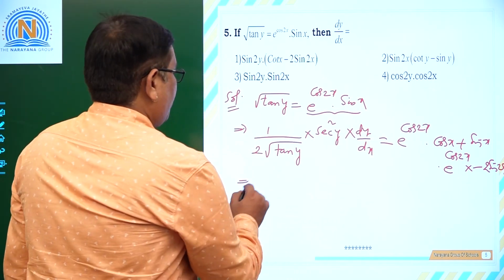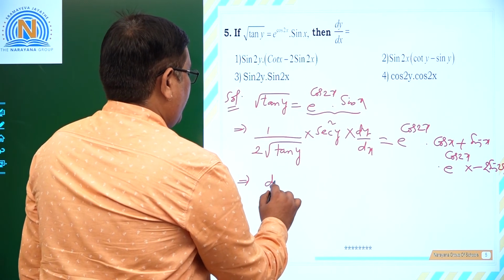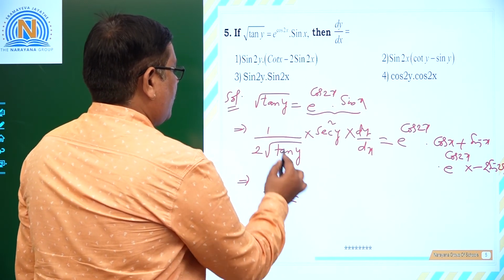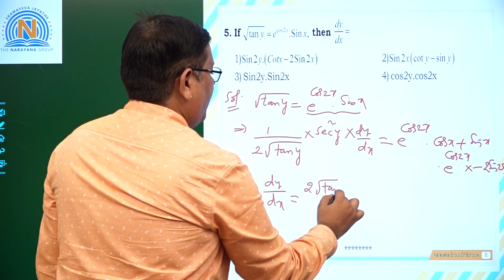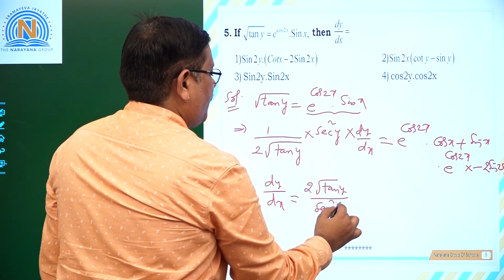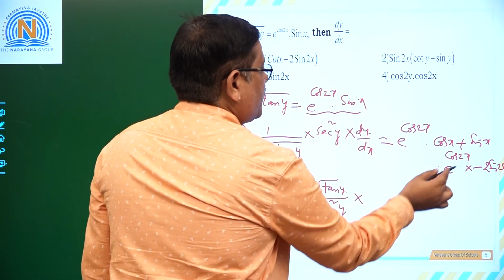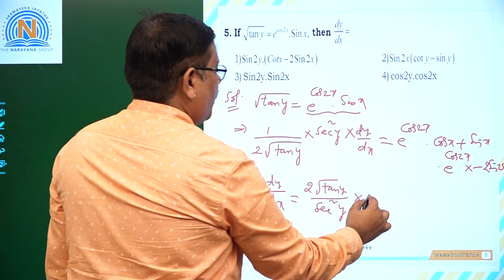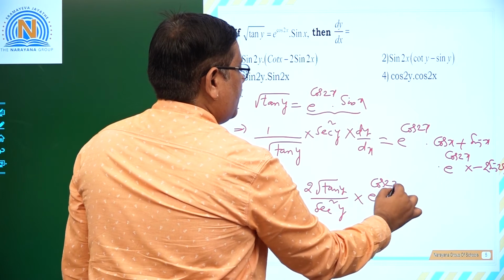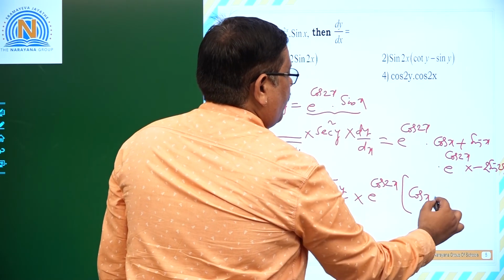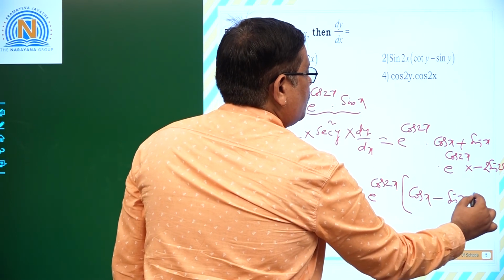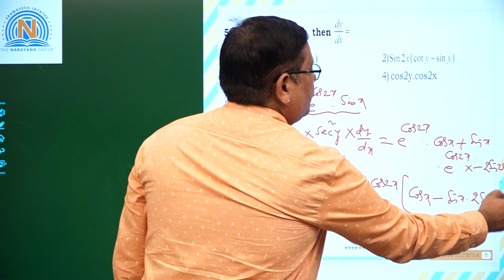So now that implies what is dy by dx? dy by dx is equal to this entire term, let us send to the other side. So it is 2 root over tan y by secant square y into e power cos 2x. In these two, e power cos 2x is common. e power cos 2x into, here we have cos x, here minus sin x into 2 sin 2x. That is what we have.